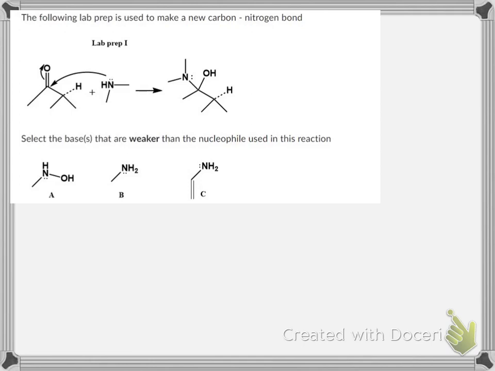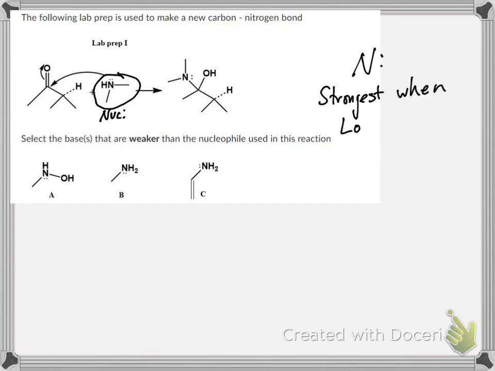Okay, so in this question, we're told to select the bases that are weaker than the nucleophile used in this reaction. Just keep in mind the nucleophile is here. It's initiating the reaction. The arrow is starting with it. So we're really just saying which of these bases are weaker than this substance. Okay, so let's go through the analysis.